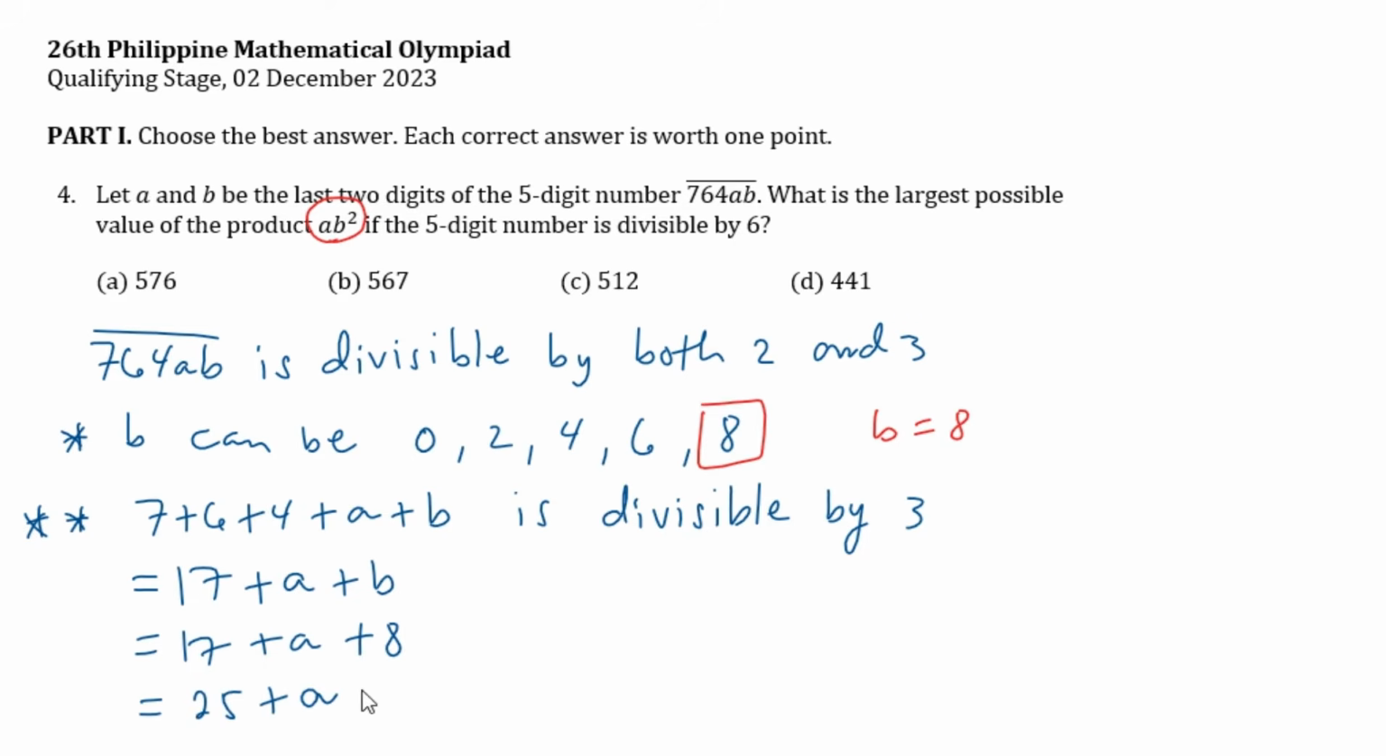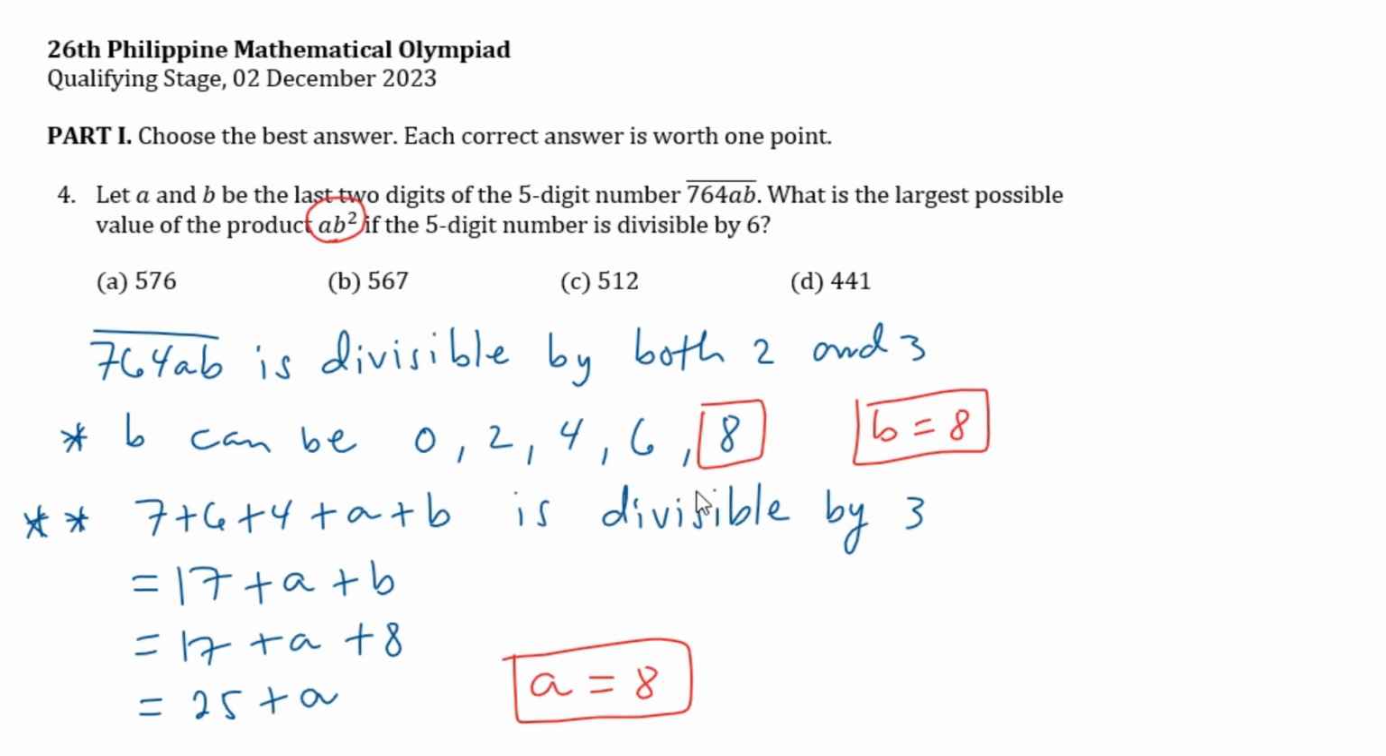Now we just need to determine the value of A such that the sum 25 plus A is divisible by 3. But we need also A to be a maximum. Now, obviously, you can easily check that A should be 8. Because if A is 8, we have 25 plus 8 equals 33, and 33 is divisible by 3. So these are the values of A and B that we are looking for.